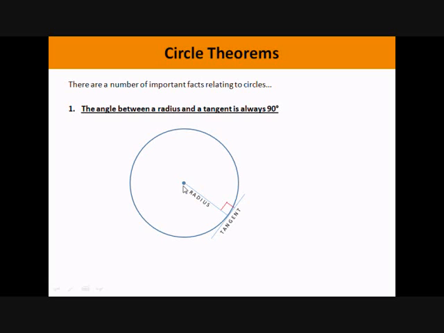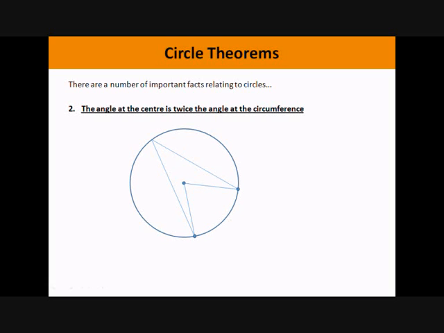The radius is the line from the center to the circumference, center to edge. And a tangent is a line that just touches a curve, in this case just touches a circle, at a particular point. So you've got the radius going out to the edge of the circle, the circumference, and then this line, the tangent, just touches the circle at that point. And those two lines meet at 90 degrees.